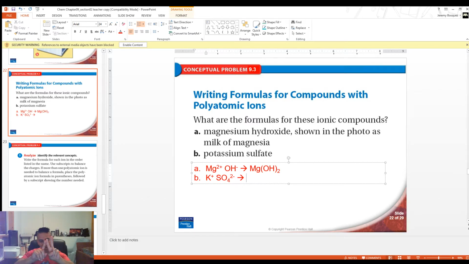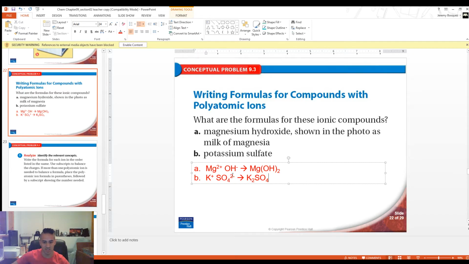Those are not balanced. We're going to need to have 2 potassiums to balance out the 1 sulfate. So we have +2, -2. So we're going to have K, and we're going to have 2 of them to get +2, and then 1 sulfate to balance that out. So K2SO4.